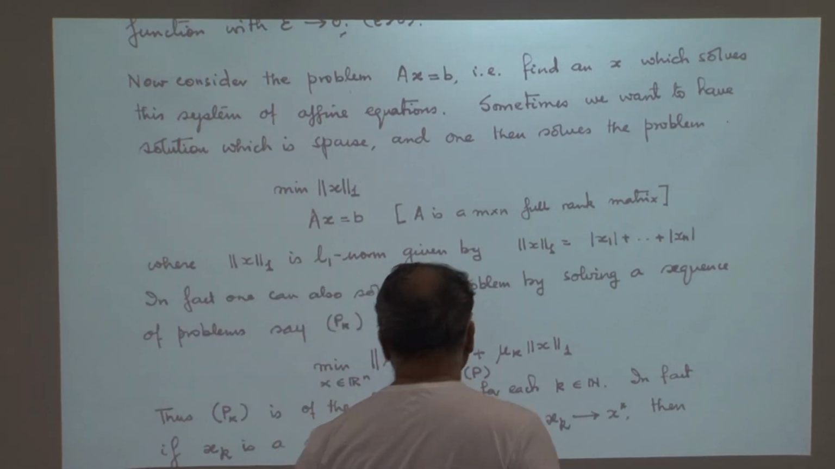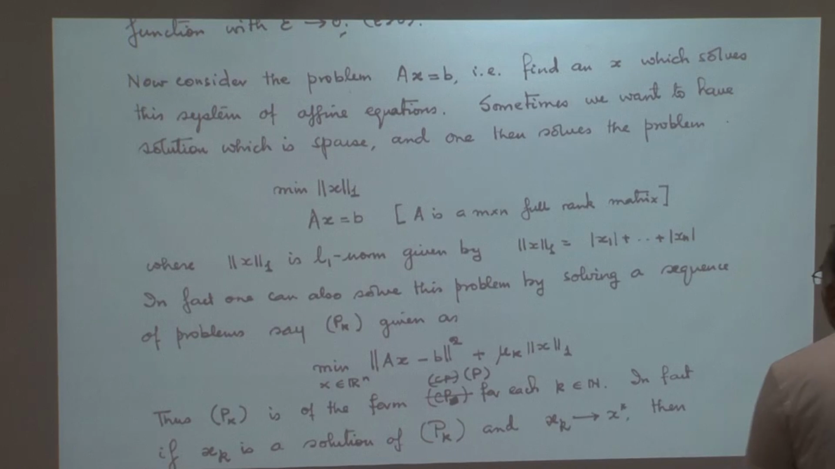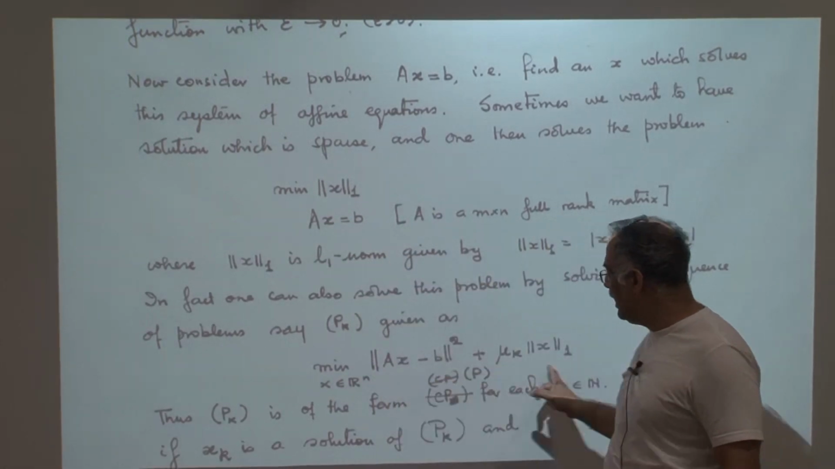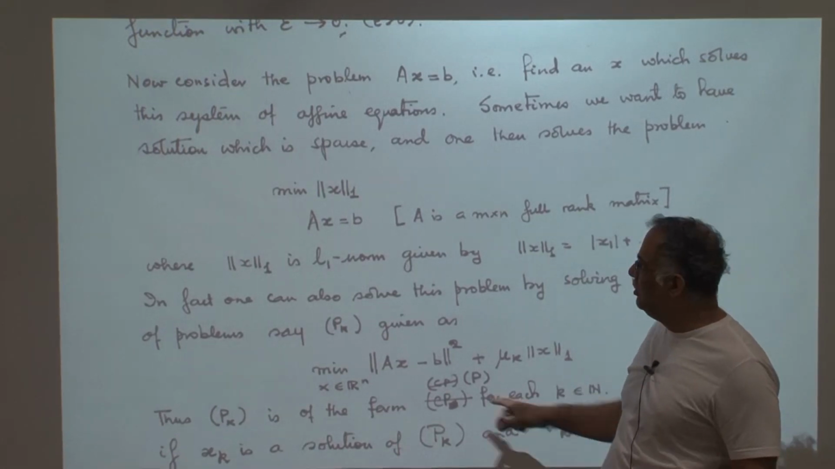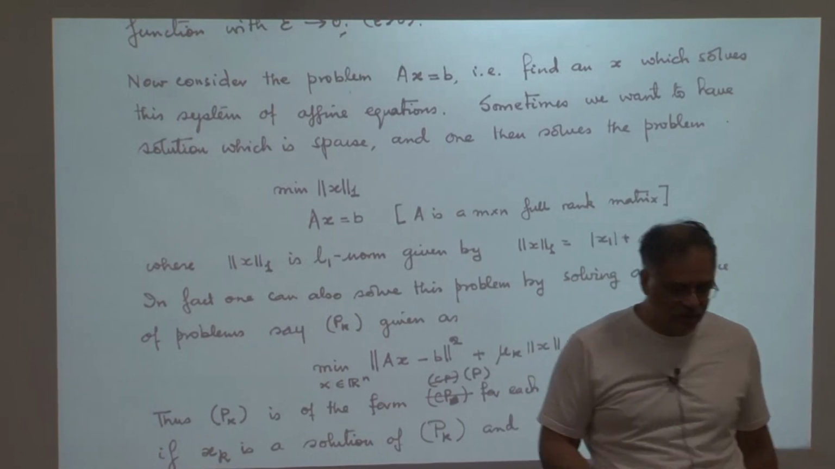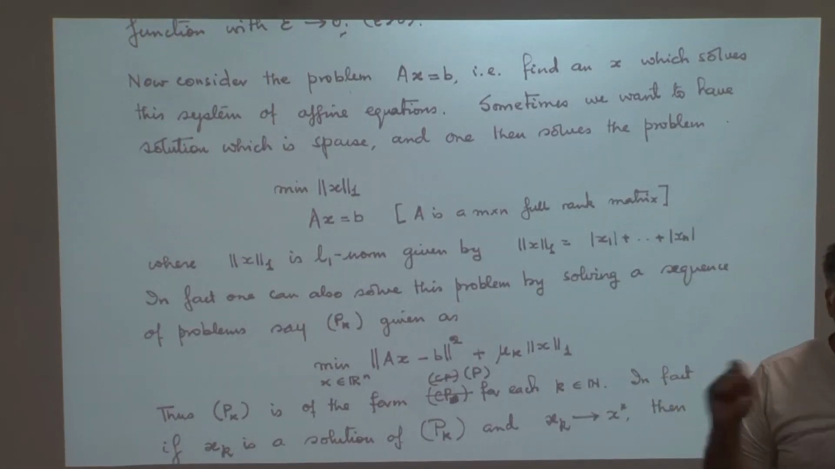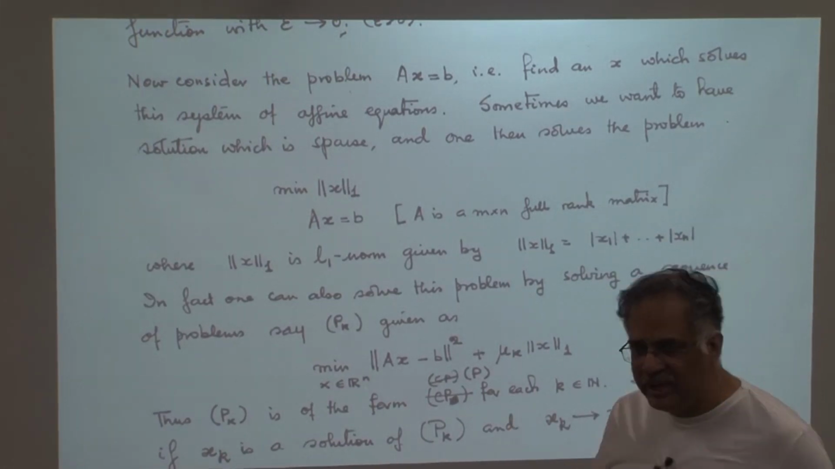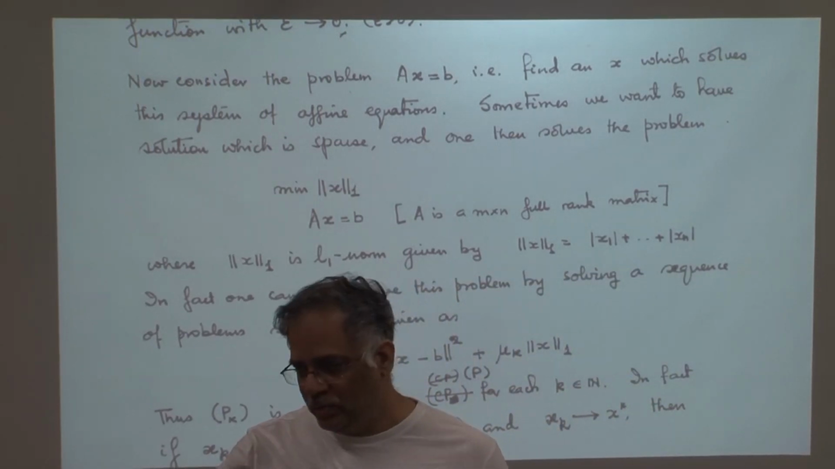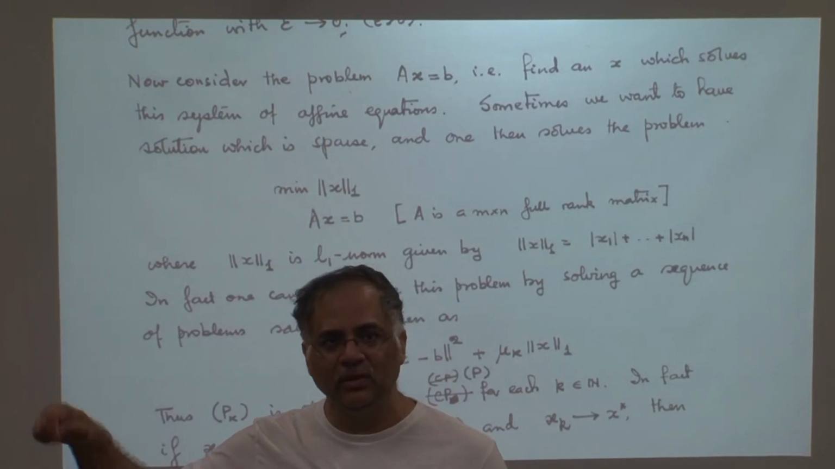So in this case, this problem can be solved by writing it like this, because finding a solution of Ax equal to b means what? Ax minus b is equal to 0, this vector. So the norm square of Ax minus b is 0. So if you minimize the norm square of Ax minus b, it is greater than or equal to 0.